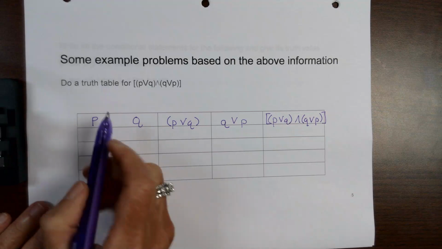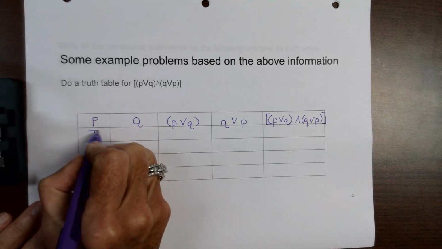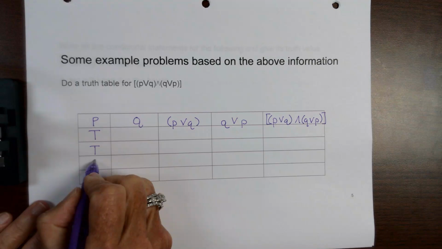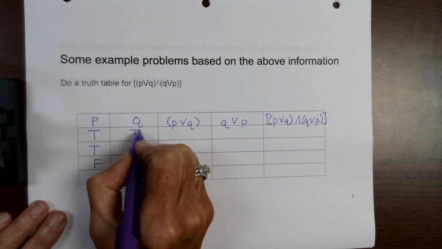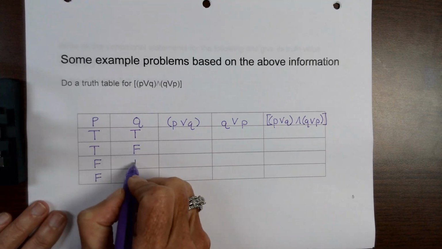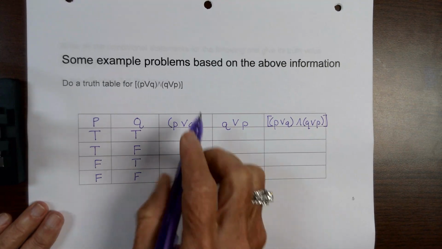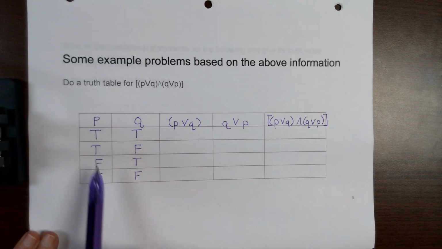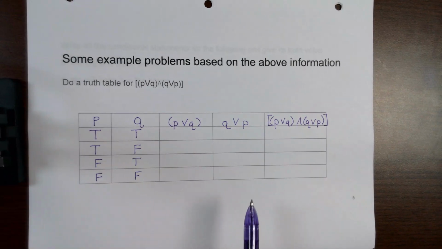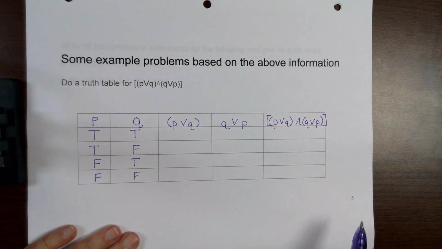All right, so this is where we have patterns. My pattern here is true, true, false, false, true, false, true, false. Now remember, when there's 3 statements, you're going to have 8 possibilities down rather than 4. But if you stick to your pattern, you'll have it.